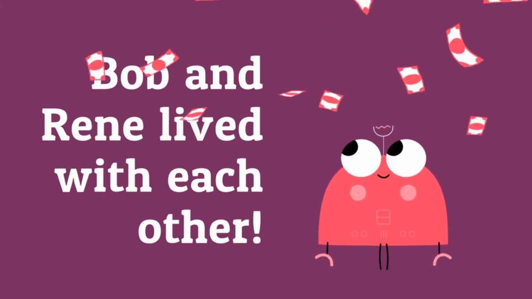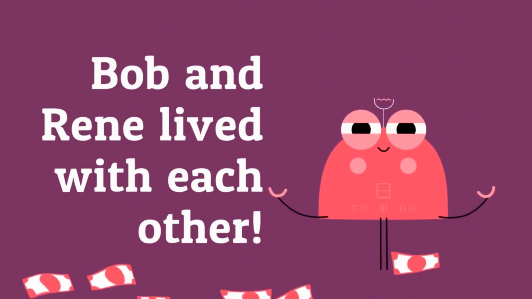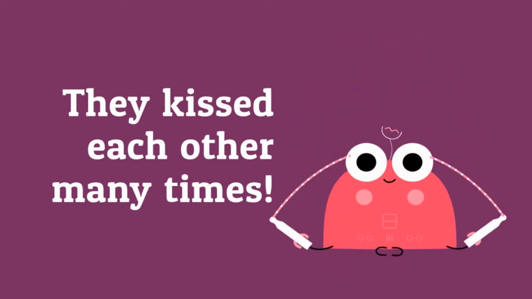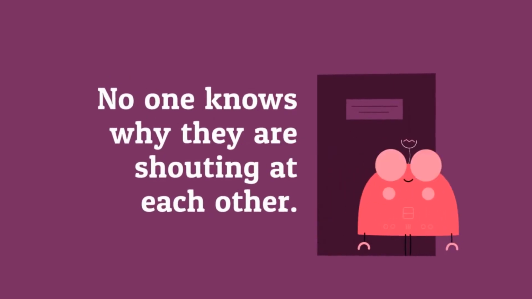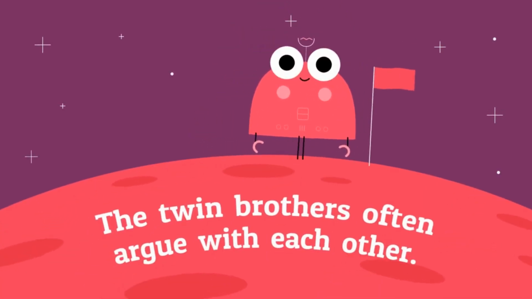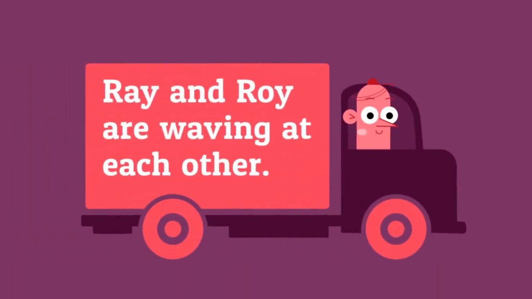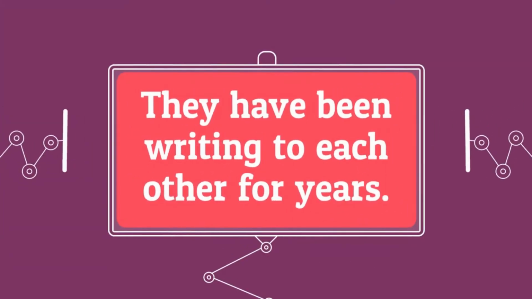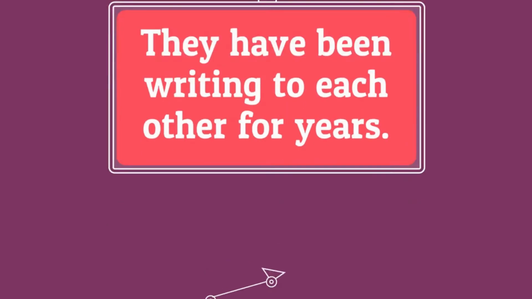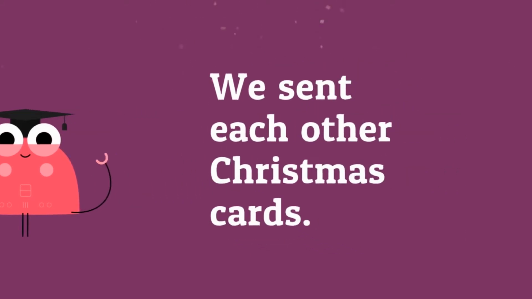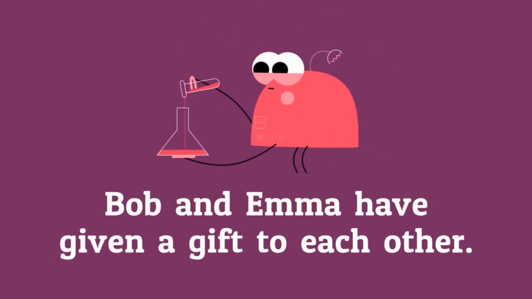Bob and Renee lived with each other. They kissed each other many times. No one knows why they're shouting at each other. The twin brothers often argue with each other. Ray and Roy are waving at each other. They have been writing to each other for years. We sent each other Christmas cards. Bob and Emma have given a gift to each other.